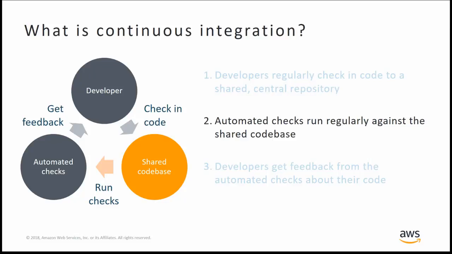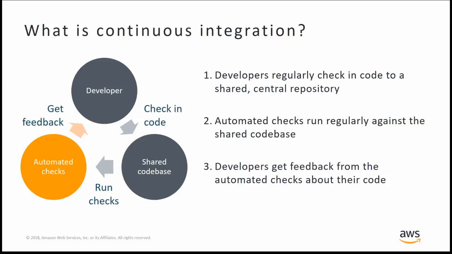Second, automated checks run regularly against that shared code base. And finally, developers get the feedback from those automated checks about their code. And continuous integration is really continuously going around this wheel, continuing to get better at checking in code, running those checks, and getting feedback back to the developer.